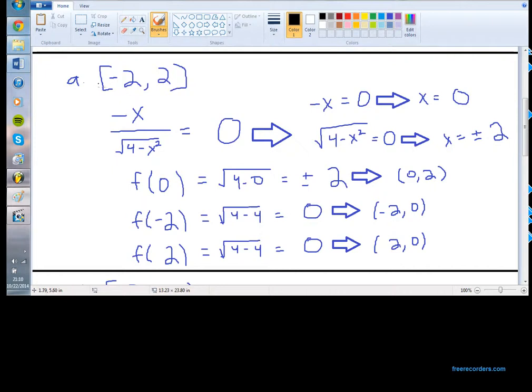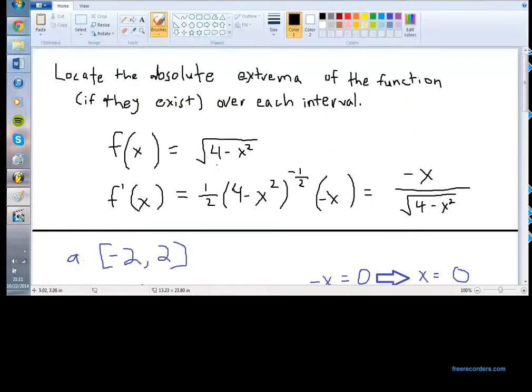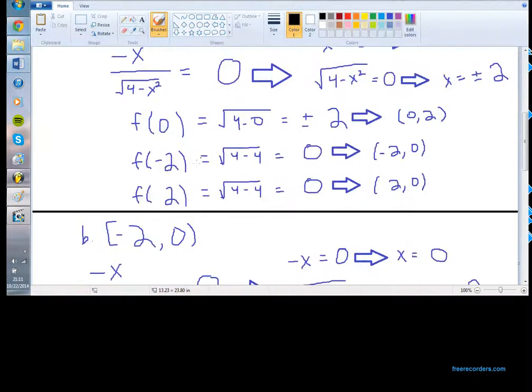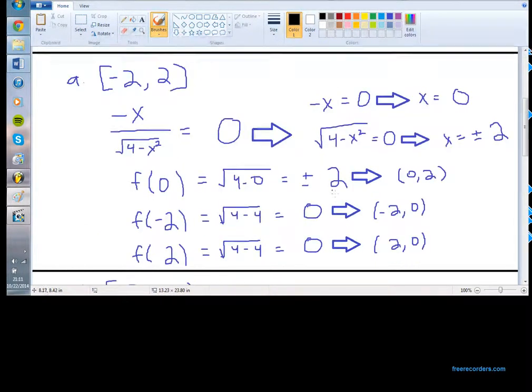Okay, so the first interval is negative 2, 2, closed on both sides. You set the derivative equal to 0 in order to figure out where x equals 0, and that's where the critical points are. So you find that x equals 0 and x equals plus or minus 2. So you substitute 0 into the original function, root 4 minus x squared, and you get plus or minus 2.